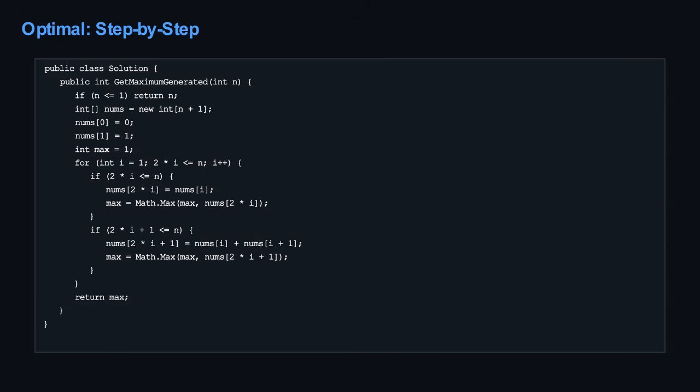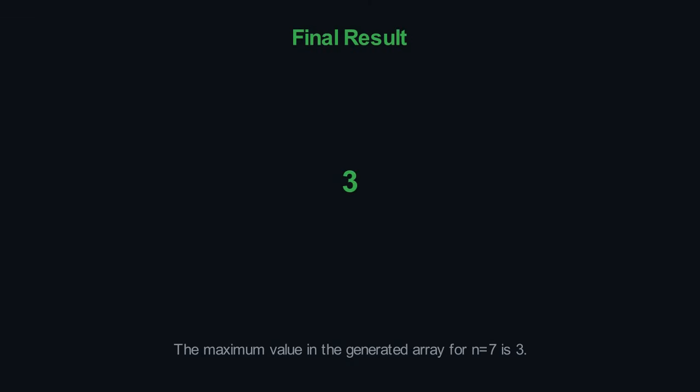Max remains 3. The loop finishes. After generating all elements up to n equals 7, our array is 0, 1, 1, 2, 1, 3, 2, 3. The maximum value we track throughout the process is 3, which is our final answer.